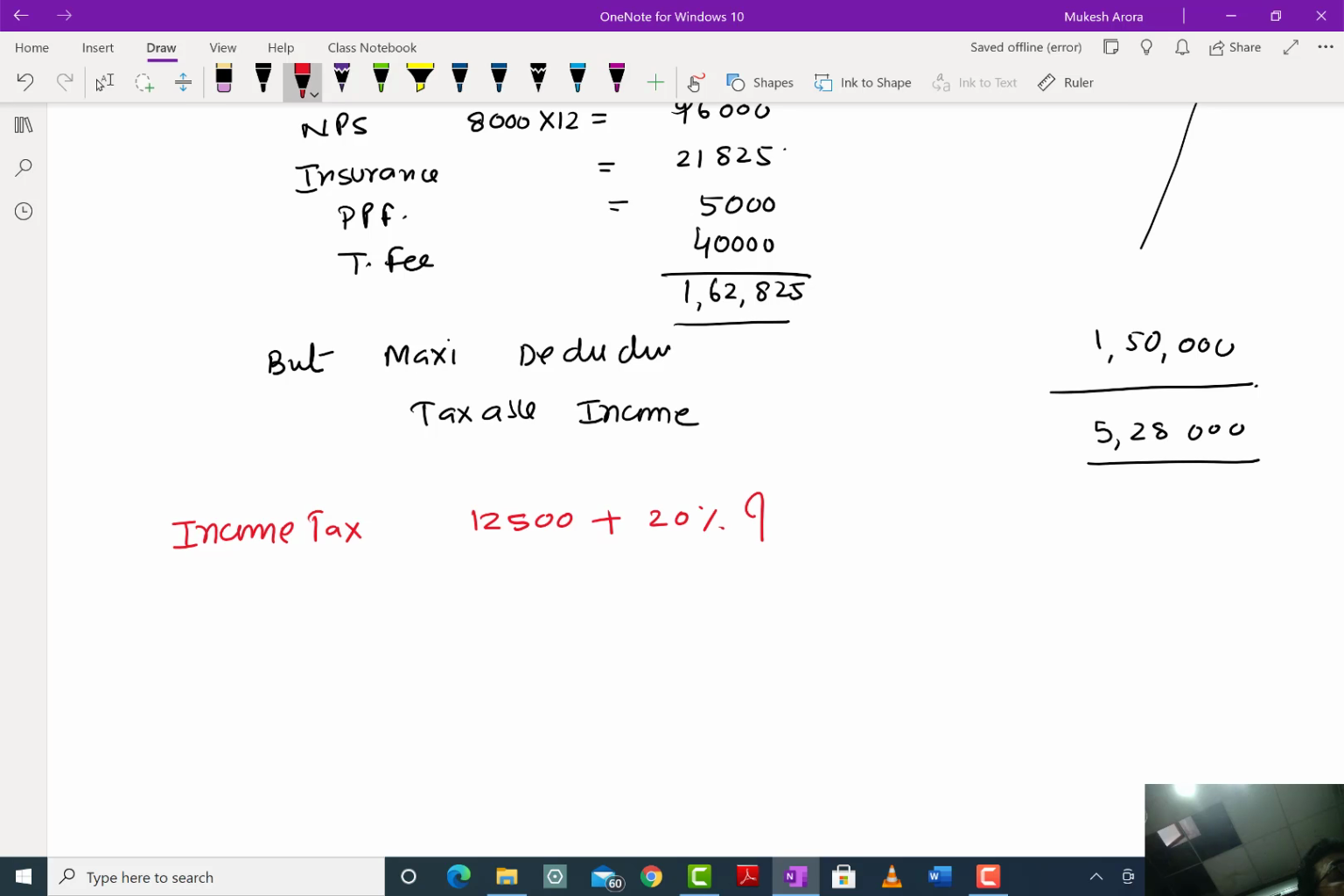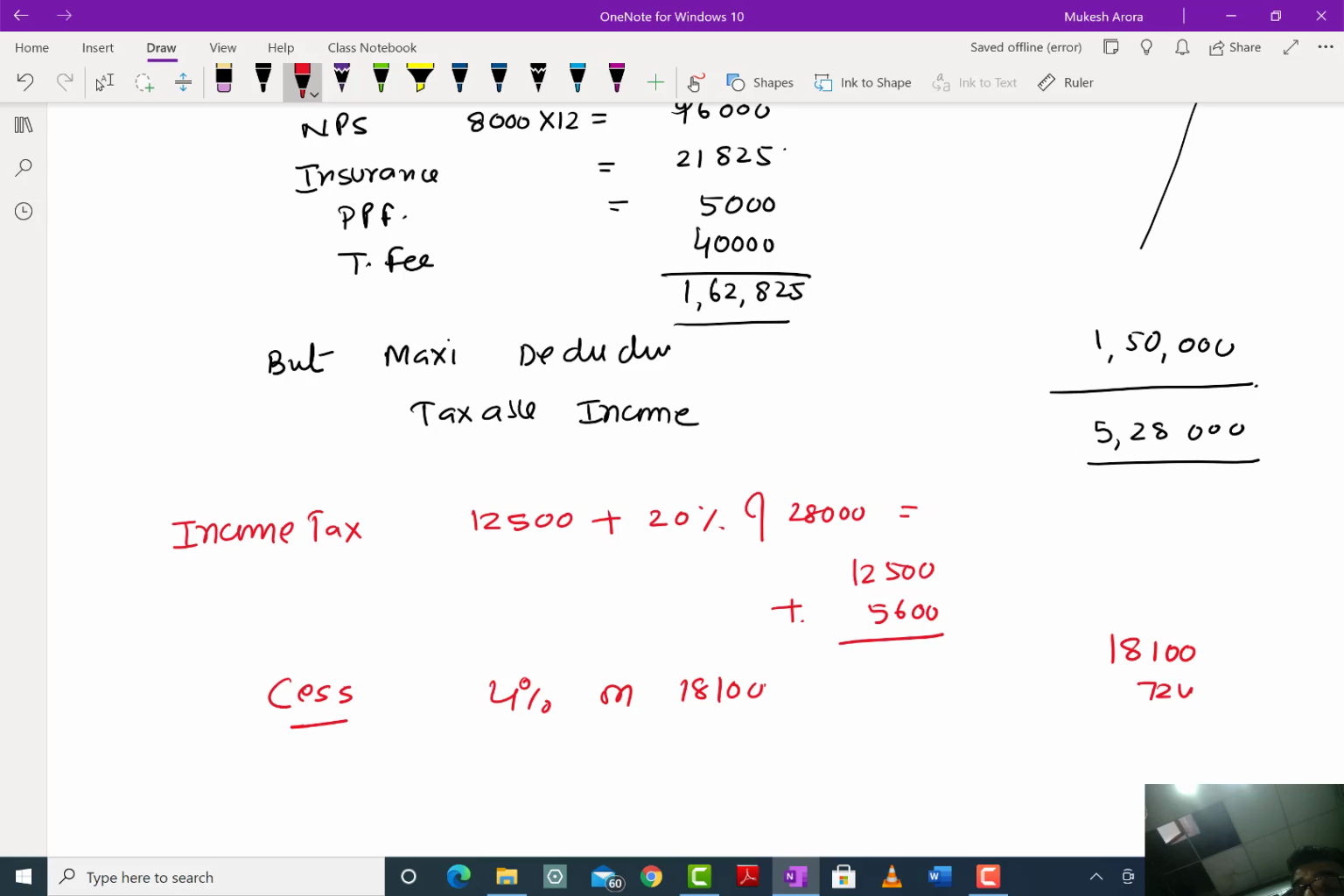What is above? 28,000, because we subtract 5 lakh from his income. So tax will be 12,500 plus 5,600, which comes to 18,100. Now we have a cess, that is 4% on 18,100, which is 724. So the total tax he has to pay is 18,824. That will be the answer.